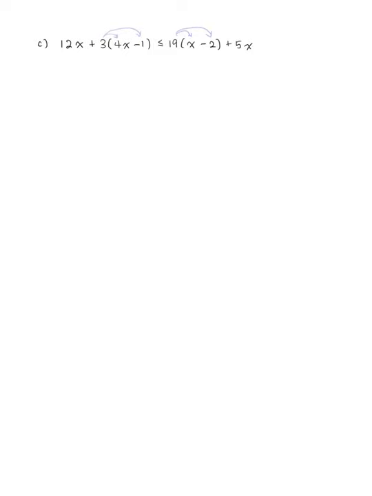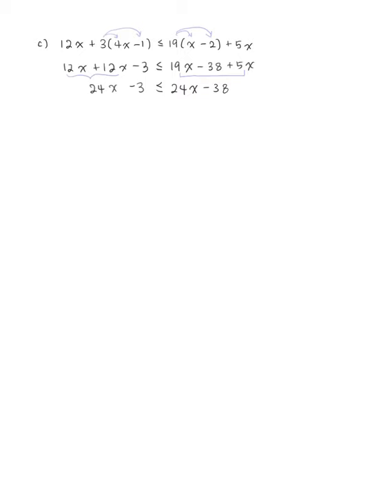So let's do this. We have 12x, and then 3 times 4x is plus 12x, and then minus 3 is less than or equal to 19x, and then minus 38, and then plus 5x. All right, now let's simplify a little bit more. I could combine these two because they're like terms. So here what we're going to get is 24x minus 3 is less than or equal to, now I could combine 19x and 5x, so that's going to give us 24x minus 38.